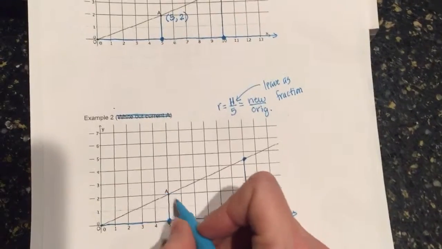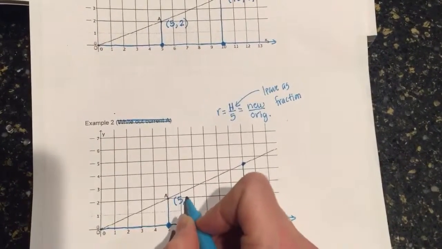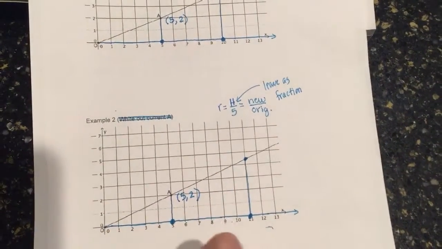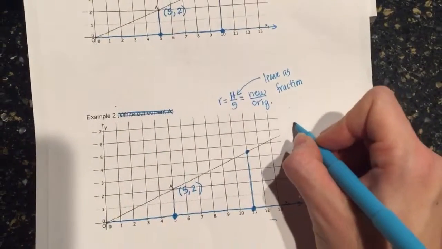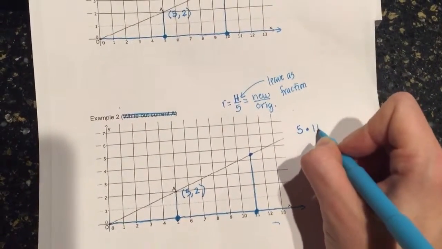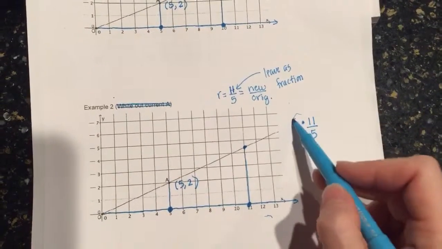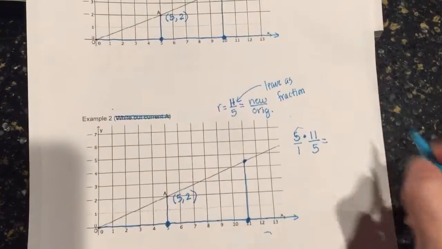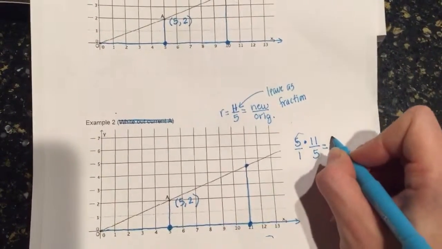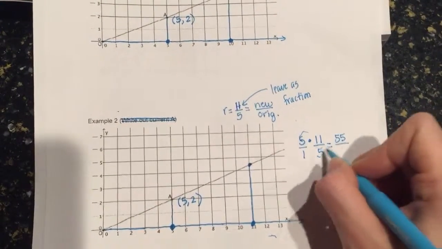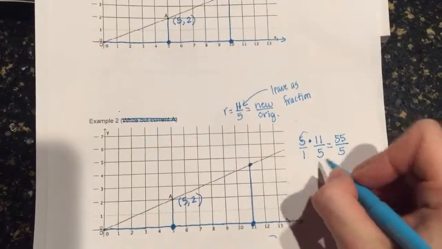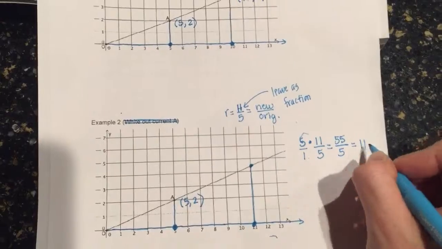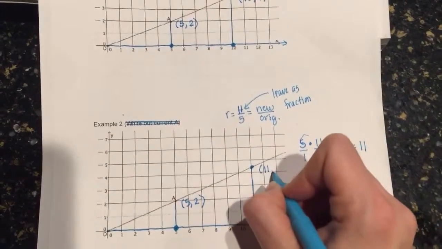So we're going to take our coordinates for A, which are 5, 2, and multiply by our scale factor. We start with 5. I have a whole number times a fraction, so I drop a 1 under that and multiply everything straight across. 5 times 11 is 55, and 1 times 5 is 5. You could also cross reduce if you choose to do so. 55 divided by 5 is 11. So that's the x coordinate of my new point.